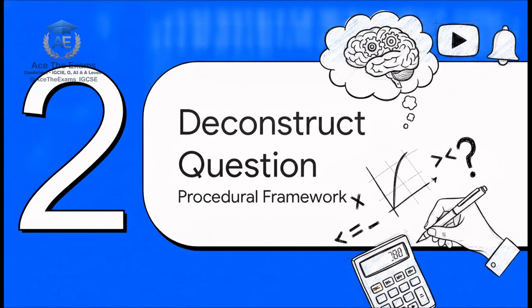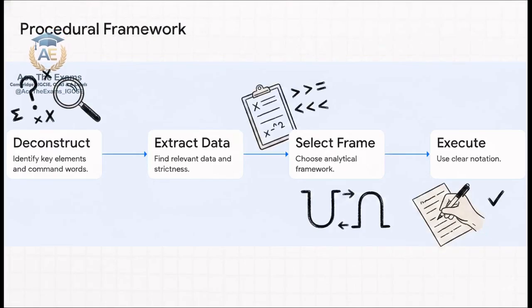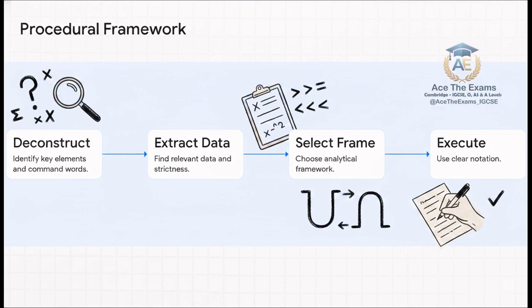Section 2, deconstructing the question, the procedural framework. Look, before your pen even touches the paper to start calculating, you have to follow this standardized, systematic sequence. Let's do a live rewrite here and turn Alex and Sam's red pen marks into green check marks.